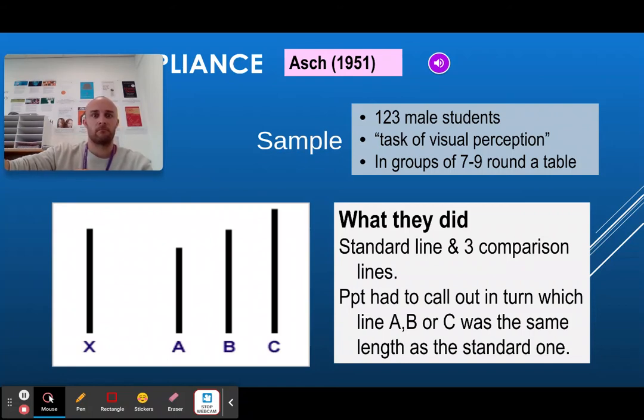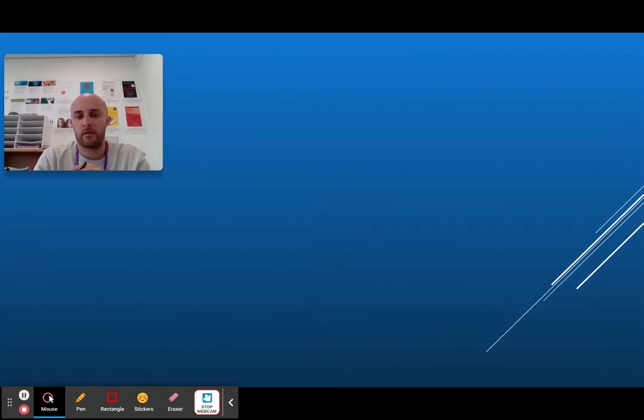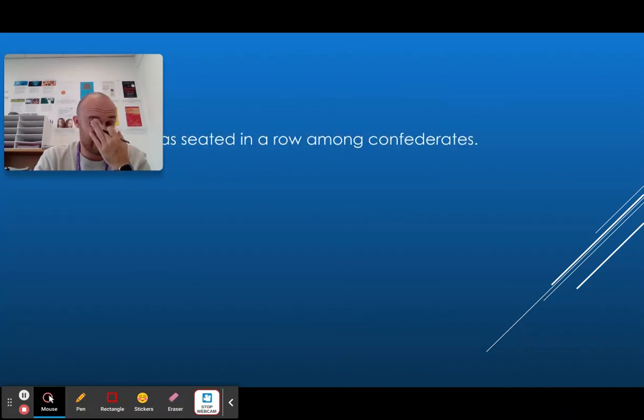As you're going round, clearly the answer is B here. Clearly the answer is B. The first person goes, and he's a Confederate: A. And it adds pressure on you. You want to be a part of the group, so you go, A, right. That is essentially what Asch looked at. The results are pretty staggering, to be fair.